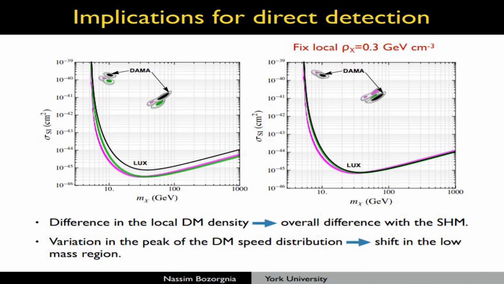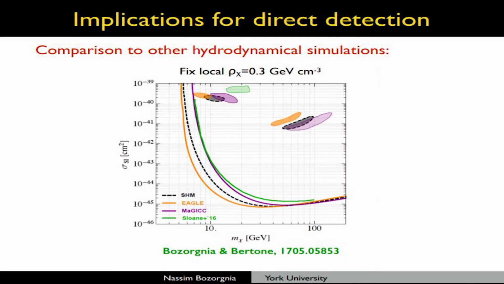And this is comparing to the other two simulations, MAGIC and this other one from Sloan et al. Again, fixing the local dark matter density, depending on the best fit peak speeds that they find for the velocity distribution, there is some shift in the exclusion limits at low dark matter masses.